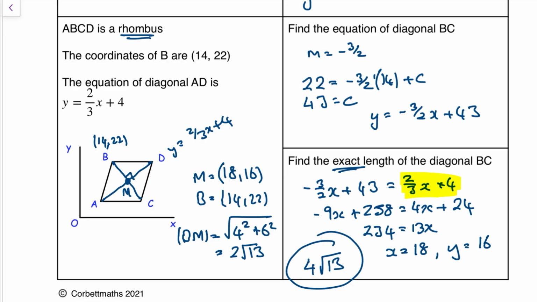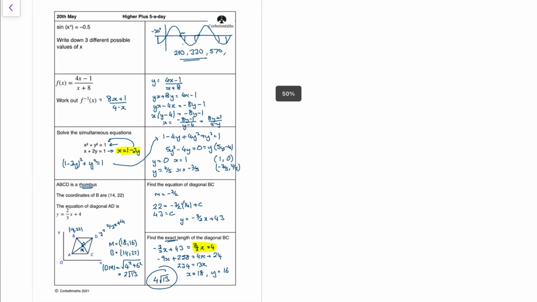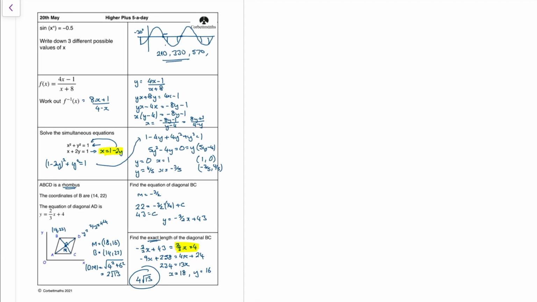What a good question. As I say, that's similar, not the same, but similar to a question that appeared in an exam recently, which is why I kind of knew where it was going. Either way, really good question. Make sure you understood how to do that one. And obviously the whole thing is made very difficult, impossible, if you don't know about the diagonals bisecting at right angles.